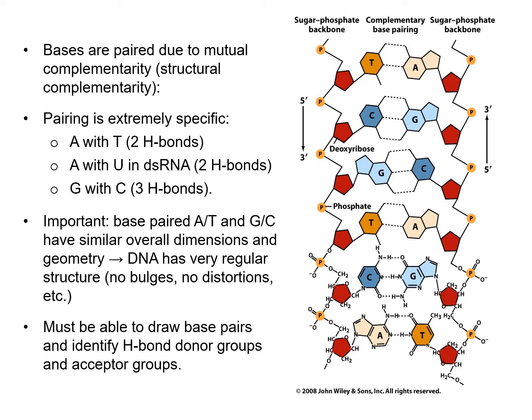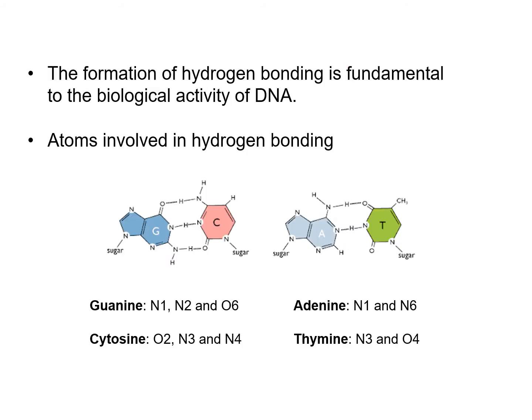And again, you must be able to draw the base pairs and identify hydrogen bonding donor groups and acceptor groups within these nitrogenous bases. The formation of hydrogen bonds is fundamental to the biological activity of DNA as well as RNA, and the atoms involved in hydrogen bonding are listed here. For example, guanine has N1, N2, and O6 that interact with the O2, N3, and N4 of the cytosine. And it's the same for adenine and thymine.